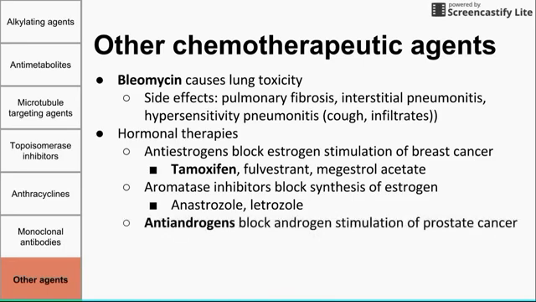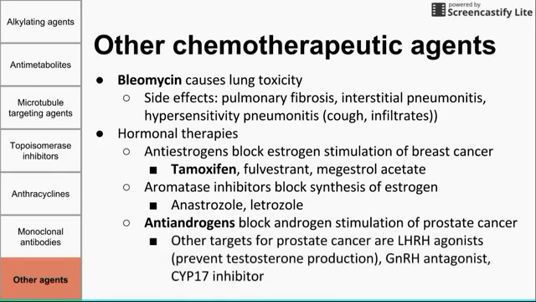There are also some hormonal therapies for prostate cancer, such as the anti-androgens, and there should be a small list of these, like the LHRH antagonists, LHRH agonists, the GnRH antagonists, and the CYP17 inhibitors. And if you look up the production of testosterone, you can kind of see how these three subclasses of anti-androgens all kind of inhibit testosterone production in a different way, all with the eventual goal of preventing androgen stimulation of prostate cancer. So these are other chemotherapeutic agents that didn't really fit into the other categories.